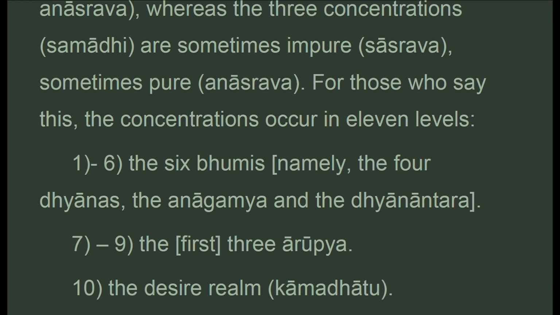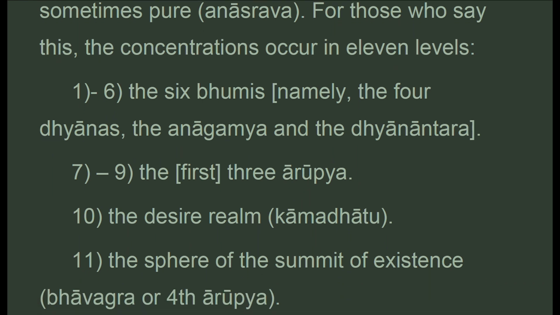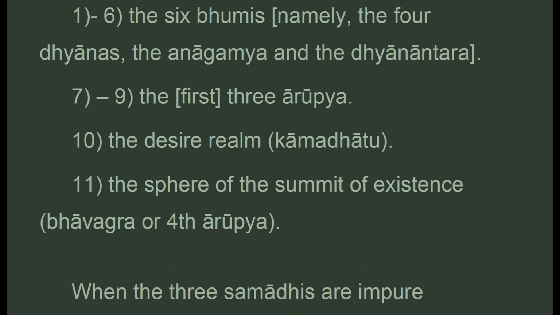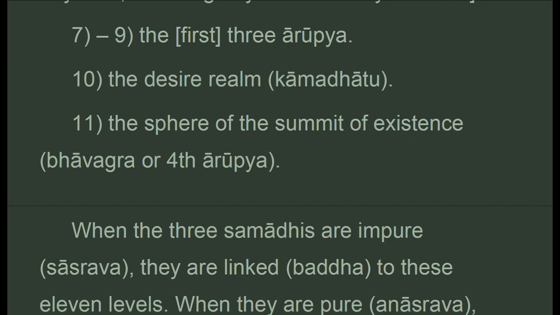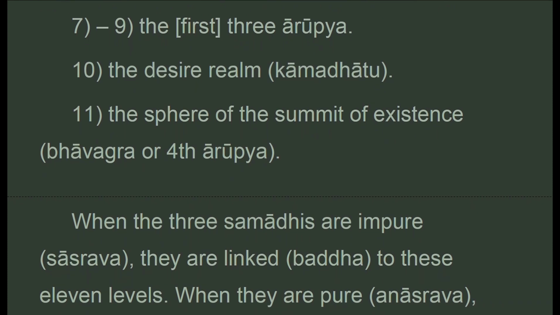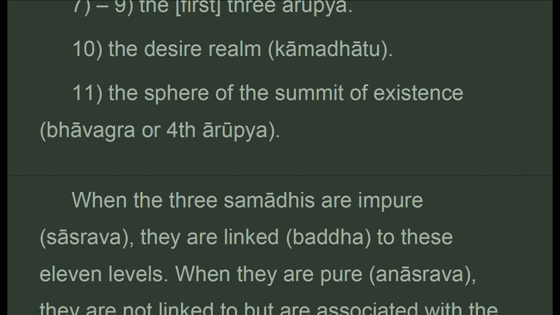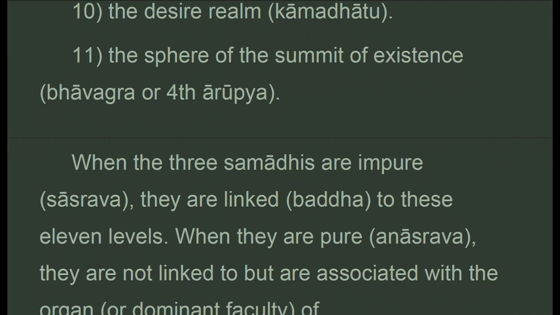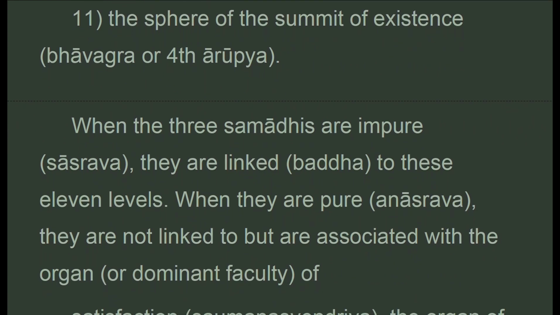1-6. The 6 bhumis, namely, the 4 dhyanas, the anagamya and the dhyanantara. 7-9. The first 3 arupya. 10. The desire realm. 11. The sphere of the summit of existence. When the 3 samadhis are impure, they are linked to these 11 levels.